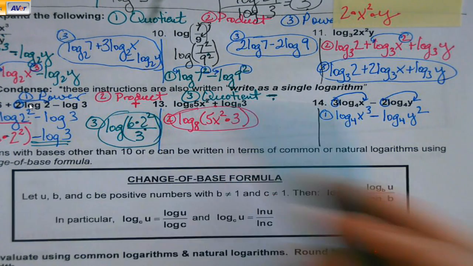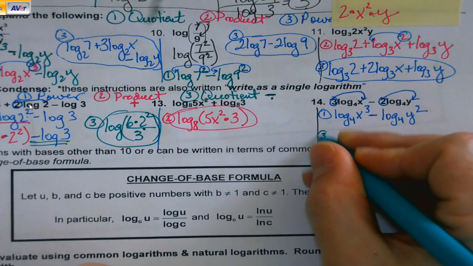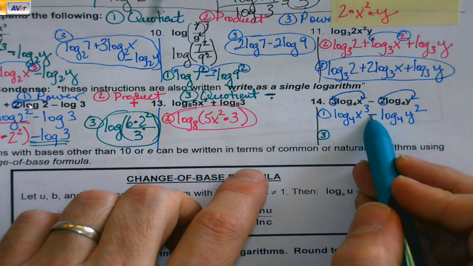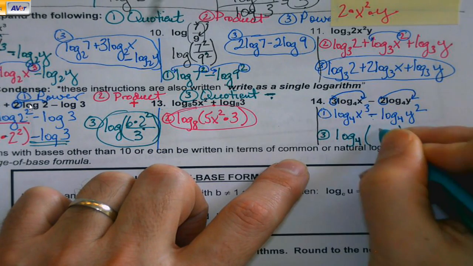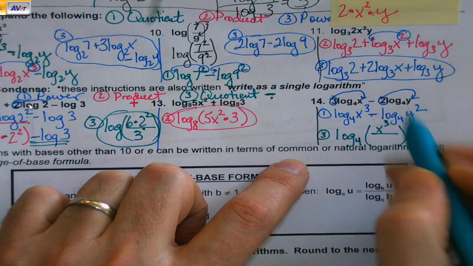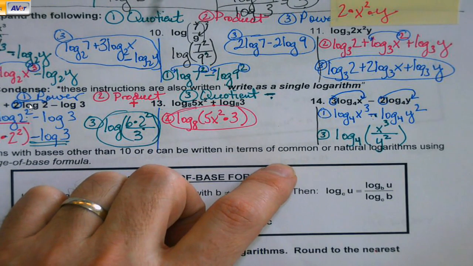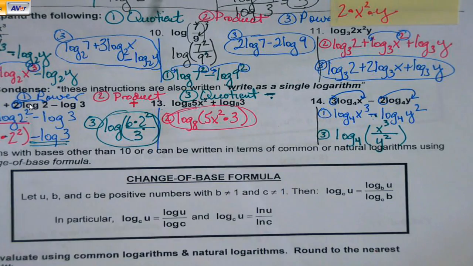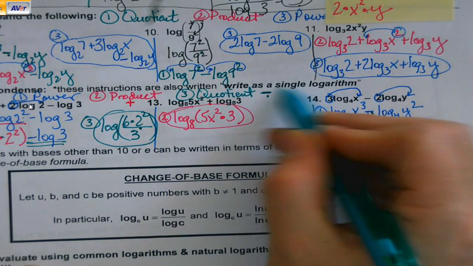I do not see any plus, so we will not have a product this time. But my quotient, because I do see minus, x to the third divided by, my minus becomes divide, y squared. Single logarithm. It's not, you'll notice, log base 4 of x cubed over log base 4 of y squared. That's a different answer. One log. One log, one log, one log. That's why we call it a single logarithm.